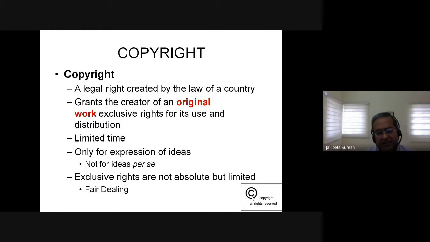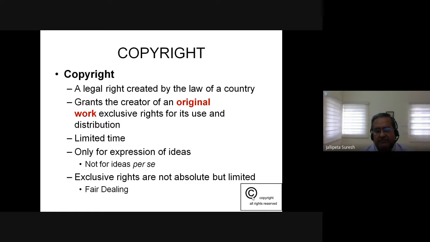The other important thing that we need to remember here is that when we talked about patents, we said ideas, that is functional ideas, are patentable. Whereas when we talk about copyright, we say only expressions of ideas are protectable, whereas ideas per se cannot be. Expression of ideas can only be protected as a copyright, and ideas per se, you cannot copyright them.